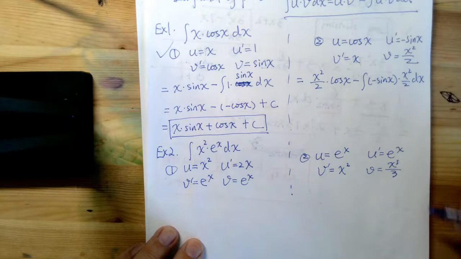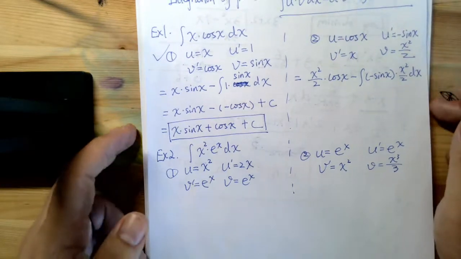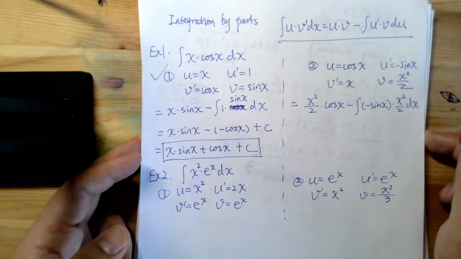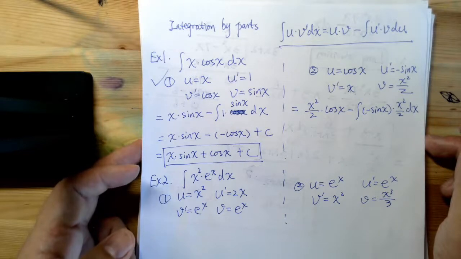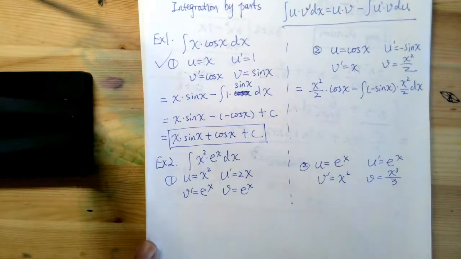So by showing this, I just want to let you know that when you are starting to work on the problem with integration by parts, you do have to be very careful about your selection. Which one is u, which one is v prime. Okay, so now follow the same procedure.